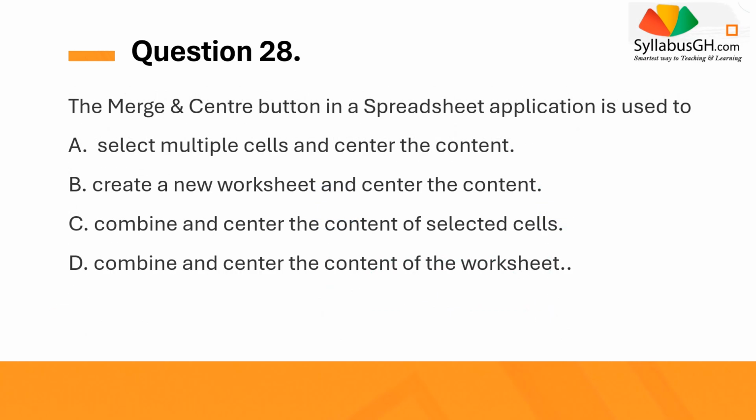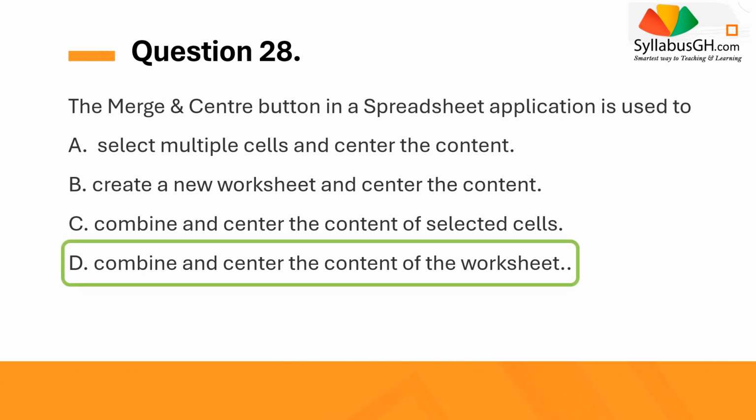Question 28. The Merge and Center button in a spreadsheet application is used to A. Select multiple cells and center the content. B. Create a new worksheet and center the content. C. Combine and center the content of selected cells. D. Combine and center the content of the worksheet. The correct answer is C.